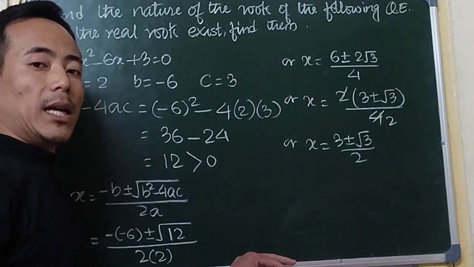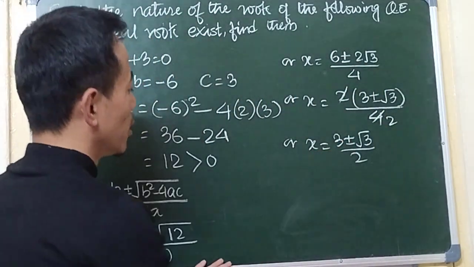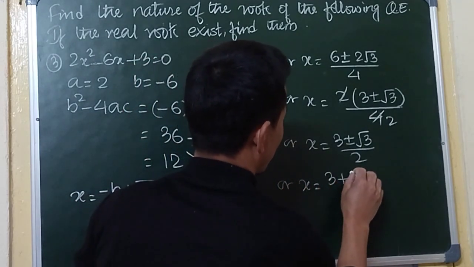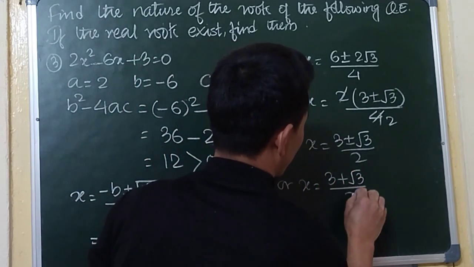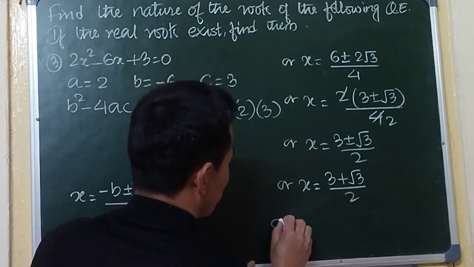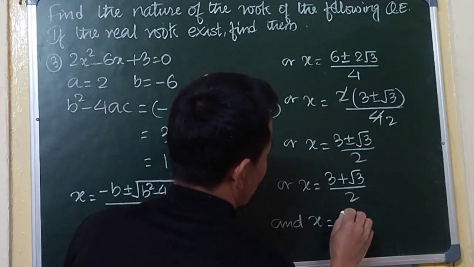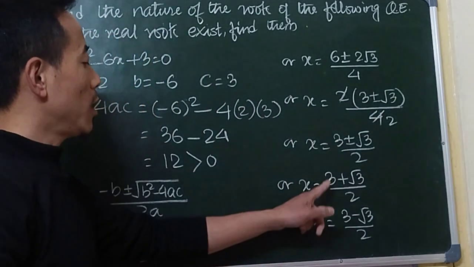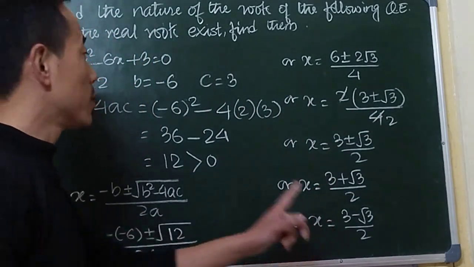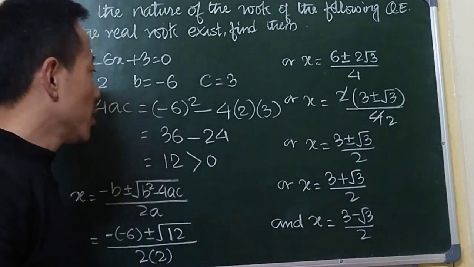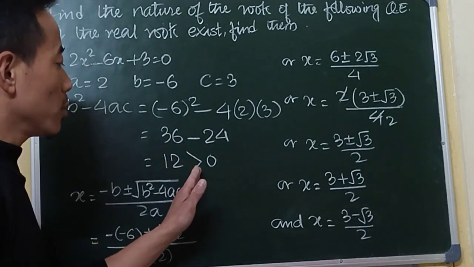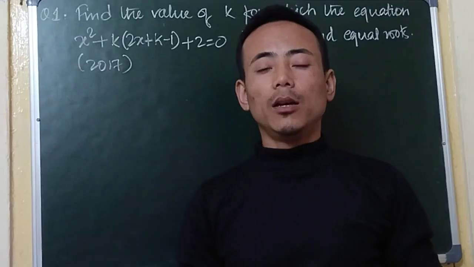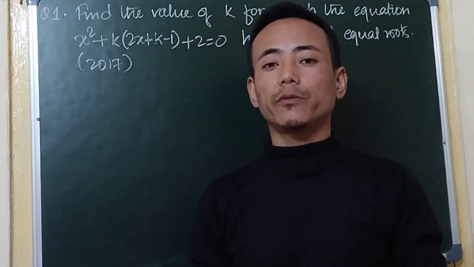Now since we have plus and minus here, therefore the roots will be x is equals to, for one case you will take 3 plus root 3 divided by 2, and the other one will be with minus, so 3 minus root 3 divided by 2. So these are the two distinct roots for this given quadratic equation. So whenever the value of the discriminant is greater than 0, we will have two distinct roots for the given equation. Okay, so let's solve some questions from past years.